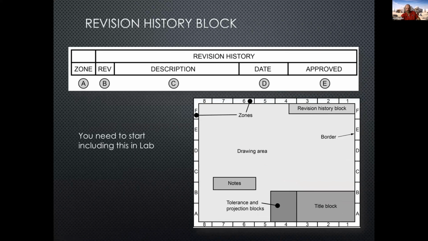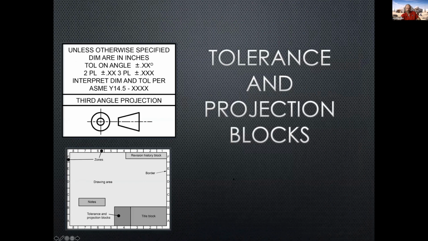I'm not sure if Raul's requiring title blocks. But for your final project, it will look like this on every page. You'll have a title block, revision history, all of that. And then you'll have your drawing area for each part of your design, your team design. So try to learn all this stuff because you're going to need it for the final project. You have tolerancing and projection blocks. So projection tells you if you're first angle, third angle, and that kind of thing. We'll get more detail on that in the next chapter.